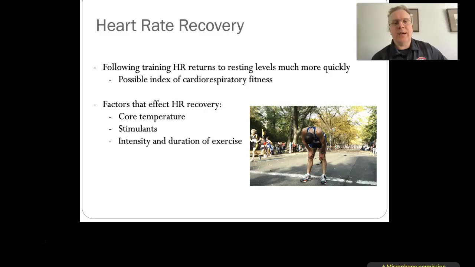When we're talking about a possible index of cardiorespiratory fitness, it looks at the first maybe 10 seconds following exercise, and then tracks that drop. It gives us an idea of how quick that recovery is, but it's not necessarily going to baseline levels. Still, it gives us an indicator of overall fitness.